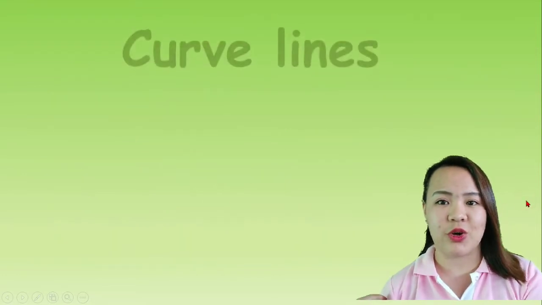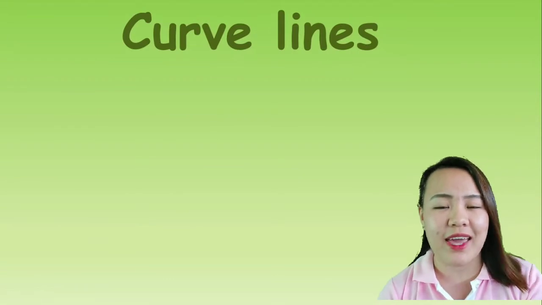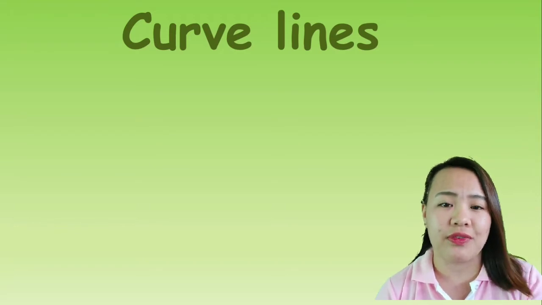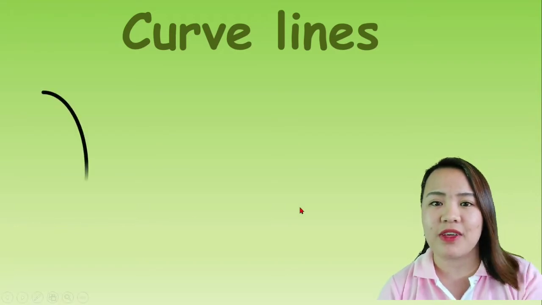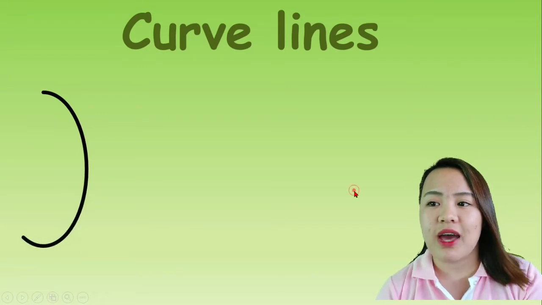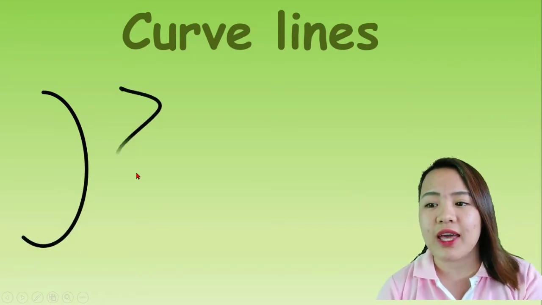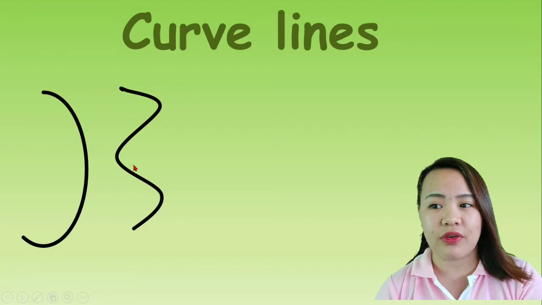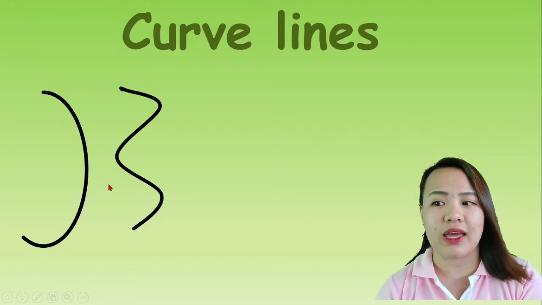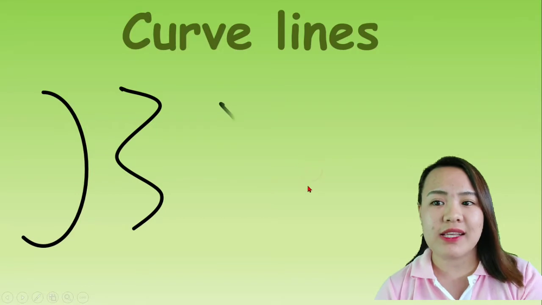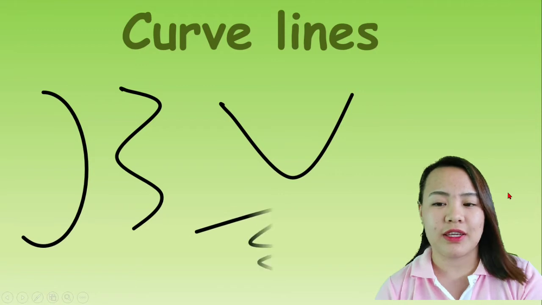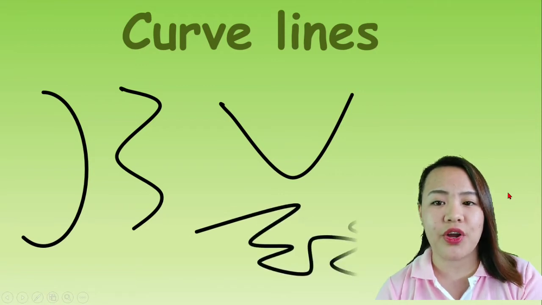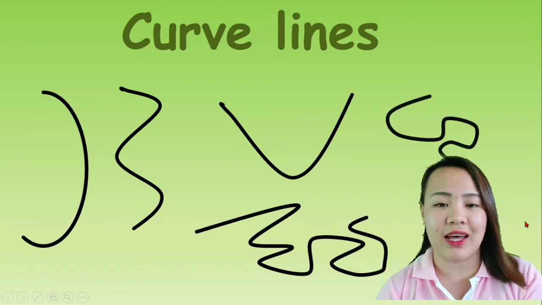Next line is your curved lines. So what are your curved lines? Let's take a look at some examples. We have this one, and this one. Curved lines. That's not zigzag. It has a curve. These are your curved lines. Next curved line, this one. Those are your examples of curved lines.